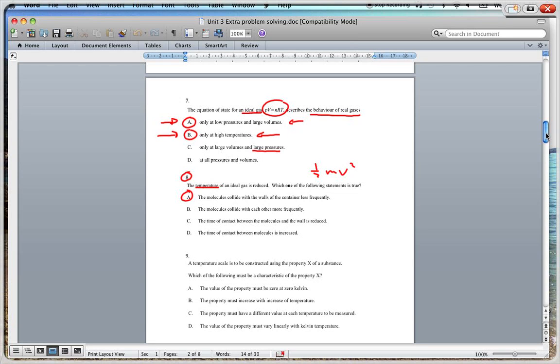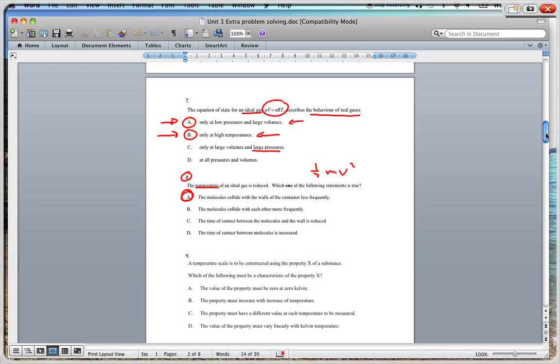The molecules collide with others more frequently. No. The time contact between the molecules and the walls reduces. A perfectly elastic collision, so that probably wouldn't change all that much. And the time in contact between the molecules is increased. Also not major. So we are looking at A.